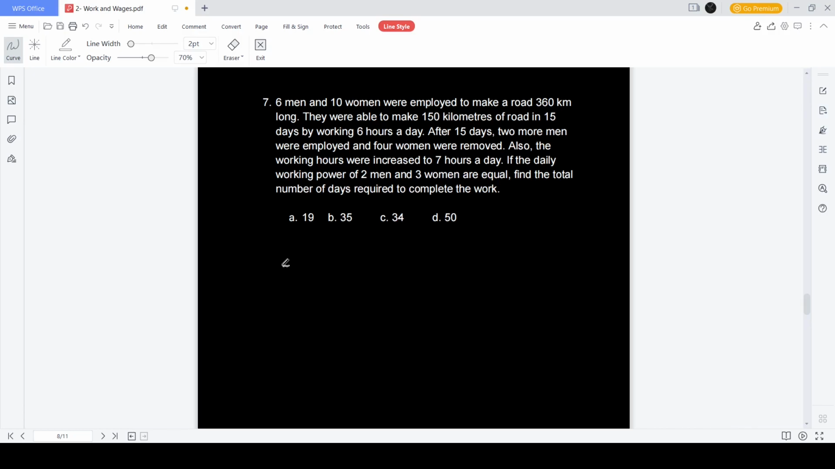First equation: they finished 150 kilometers. So 150 of the whole 360 kilometers, into the amount of work that is applied, that is a constant again, W, is equal to the work that men did plus the work that women did. Here we know that the daily working power of 2 men is equal to 3 women, so 2 into men is equal to 3 into women. Then we can write everything in terms of men, so we get women is equal to 2m by 3, the rate of work.